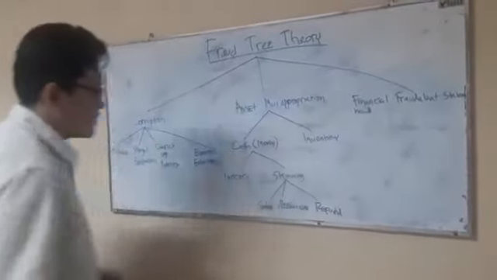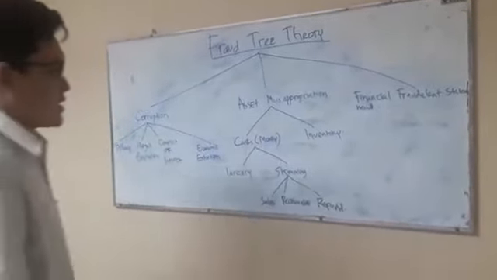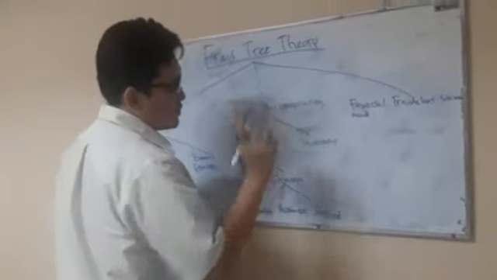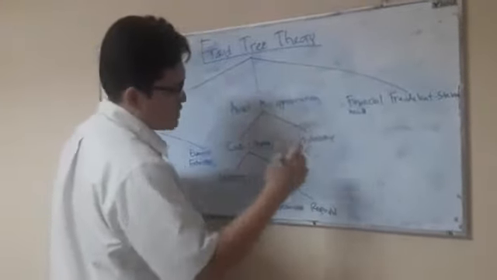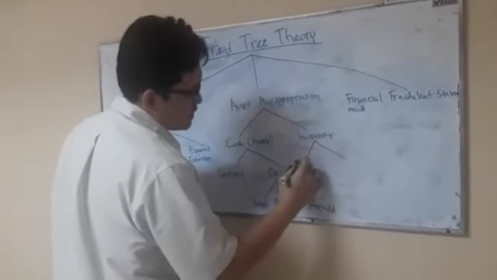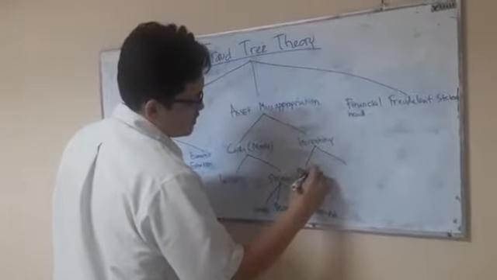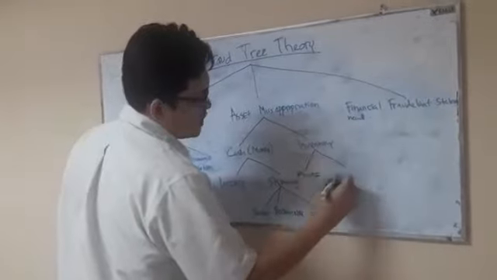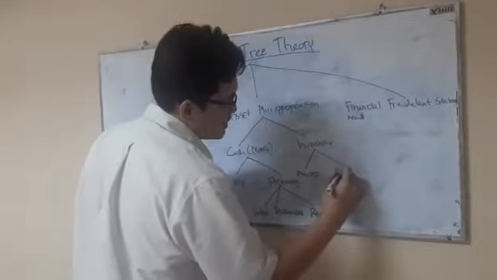And how about inventory? Fraud action will be implemented in two ways. Number one is misuse. Number two is embezzlement.